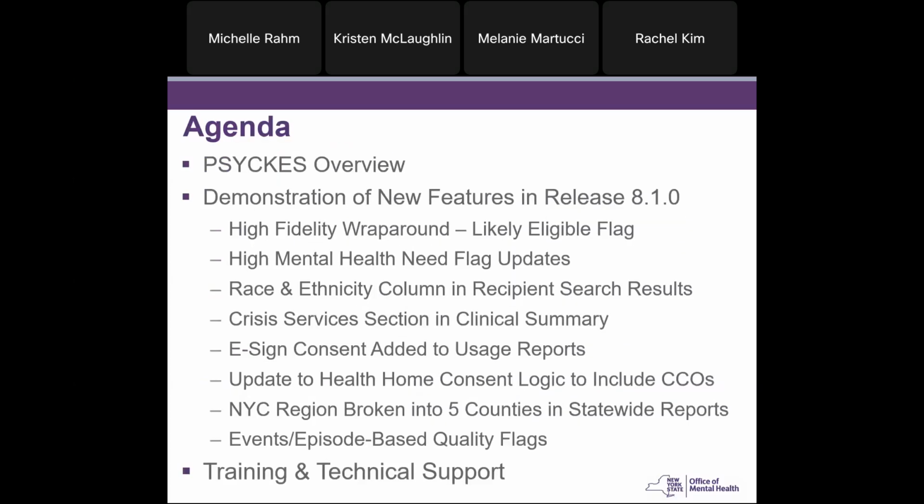All right, so here's our agenda for today. We'll do a brief PSYCKES overview, and then we'll get into the meat of our training. We have a number of new features that went live with our release 8.1.0. So we'll talk about the new high fidelity wraparound likely eligible flag. We have high mental health need flag updates. We'll also go over the new race and ethnicity column in the recipient search results. And then we have a new crisis services section in the clinical summary. So we'll show what that looks like.